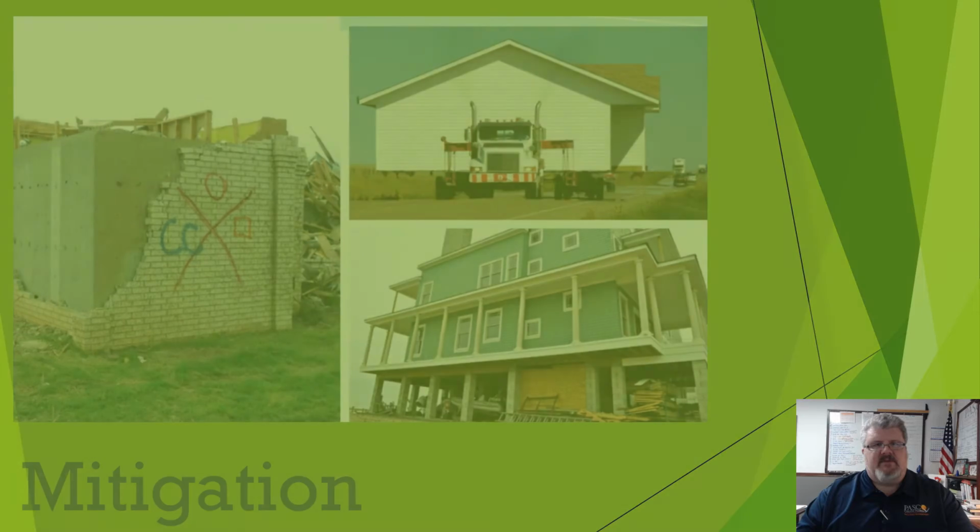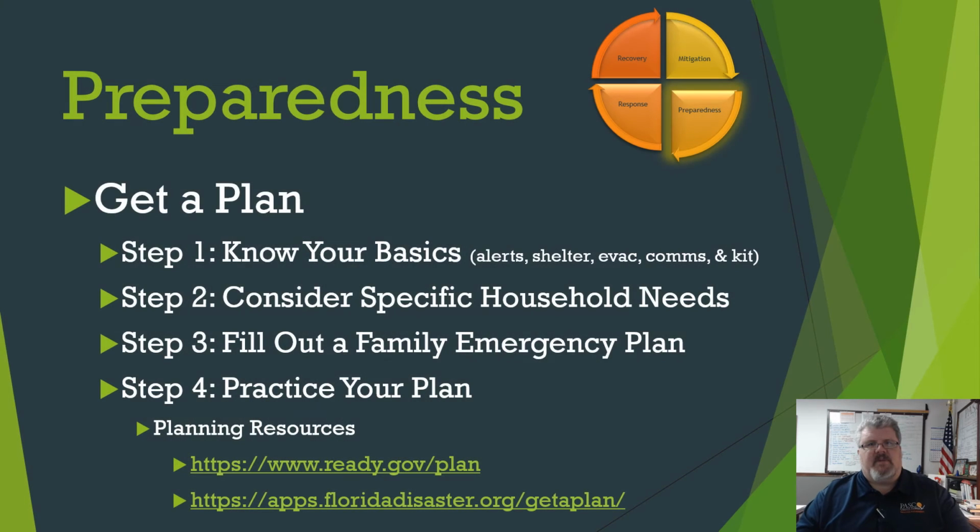What about when it comes to preparedness? What can a citizen do then? Well, the most important thing is to get a plan. Without a plan, you're nowhere. But the first part of getting a plan is knowing the basics. What are the alerts that are in your local area? Where are the shelters that you're going to go to if you had to go to them?